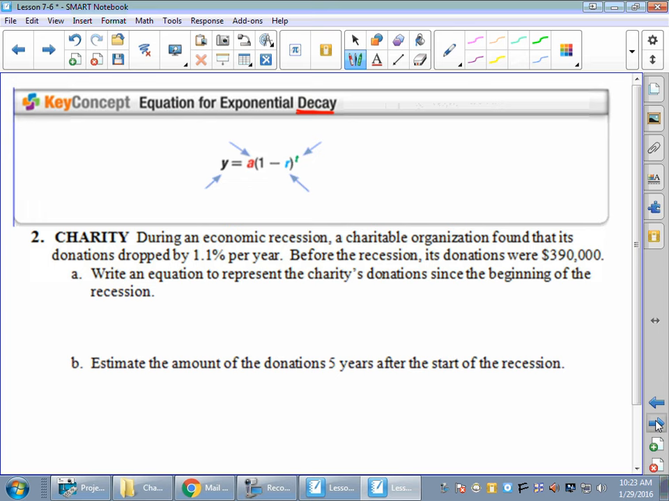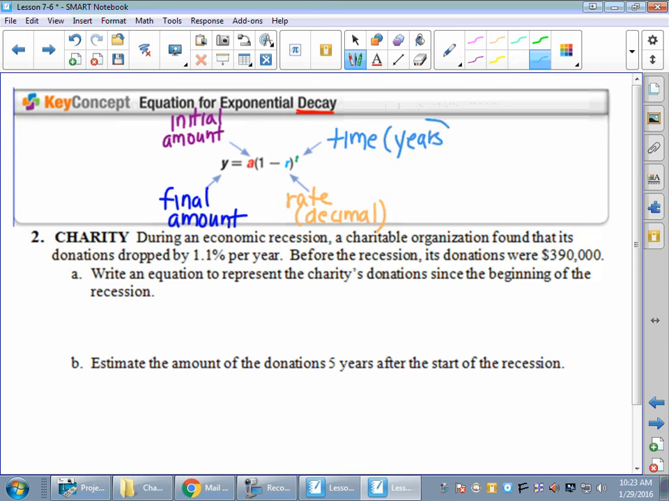So y is our final amount. A is our initial amount, or starting if you prefer. R is the rate. Make sure you turn that into a decimal. And T is the time, and it's got to be in years. Not what year it is, like 2016, but in years over the amount of this time.